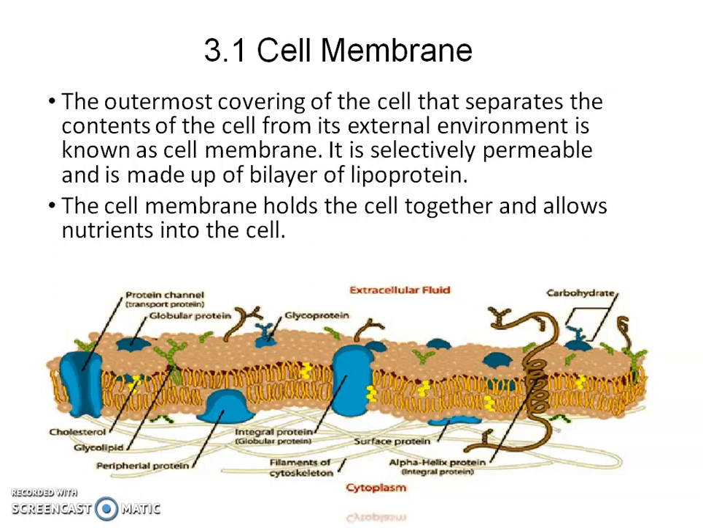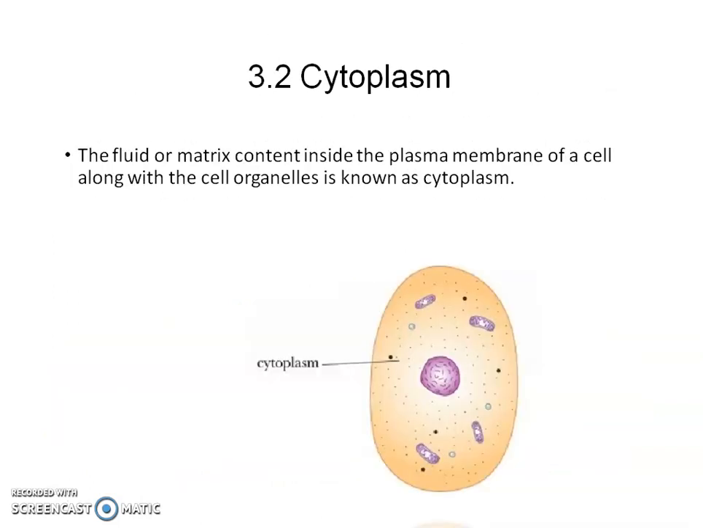What is cell membrane? The outermost covering of the cell that separates the contents of the cell from its external environment is called the cell membrane. That means it is present both in plant cell and in animal cell. It is made up of a bilayer of lipoproteins. Must have remembered now.